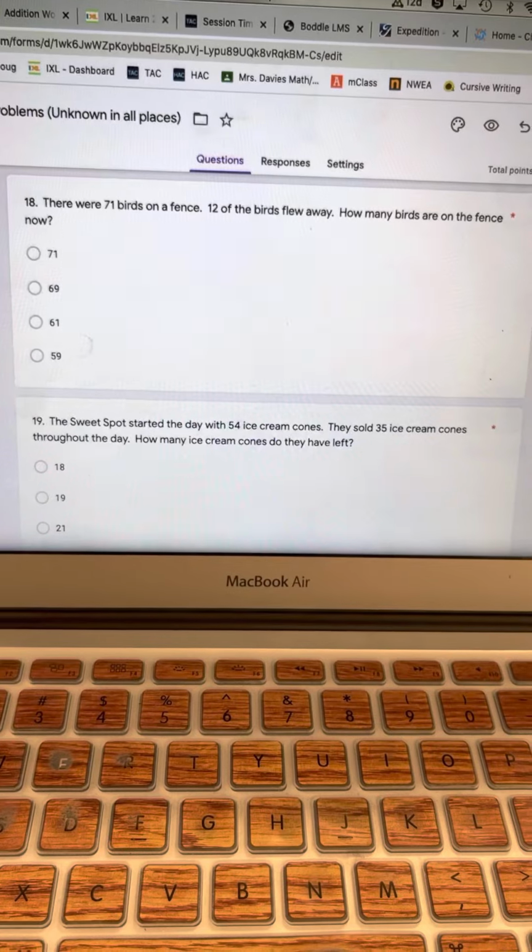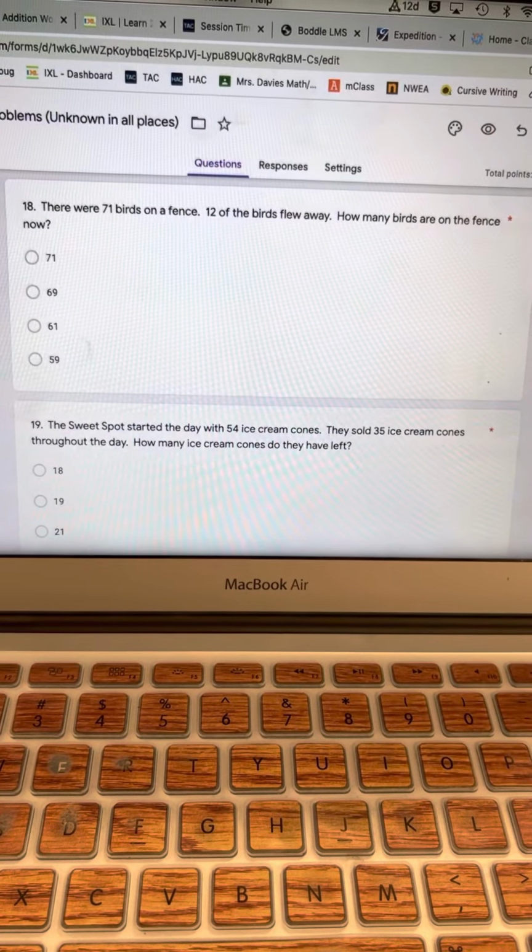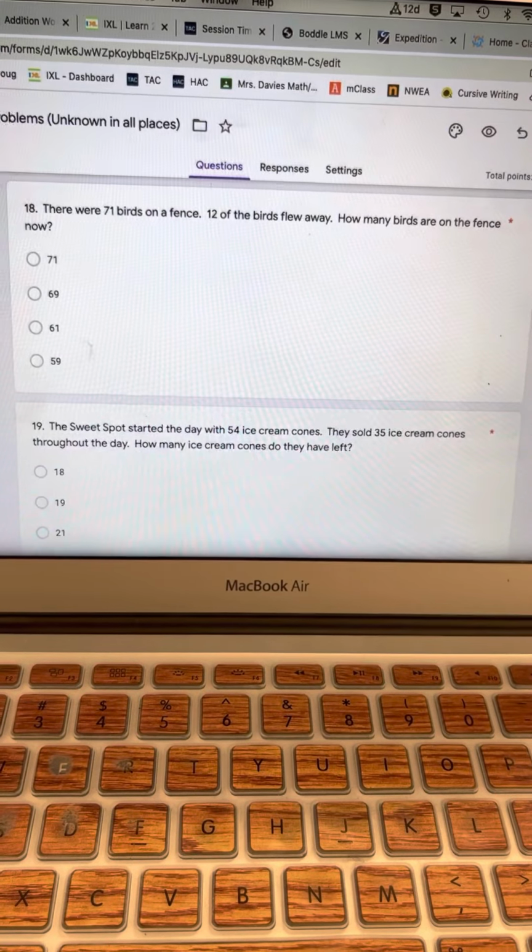Number 18, there were 71 birds on a fence. 12 of the birds flew away. How many birds are on the fence now?